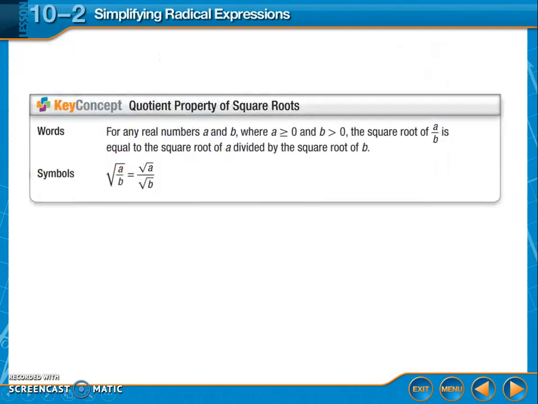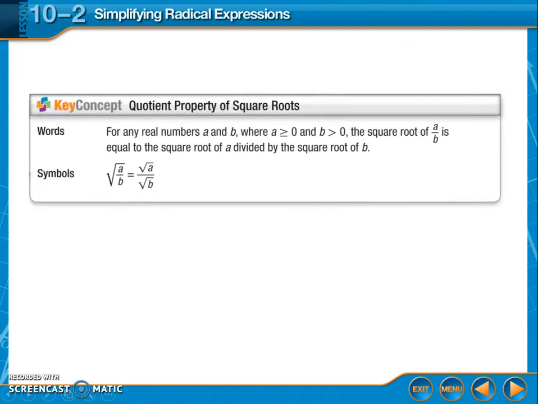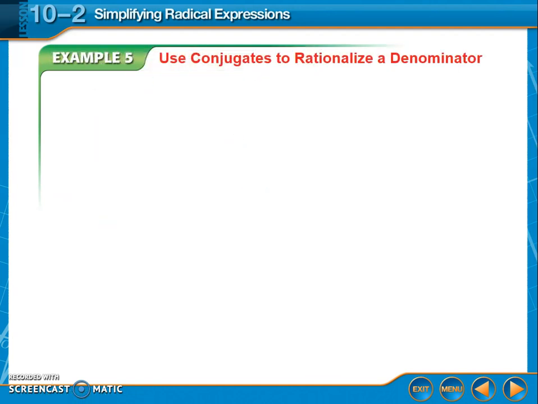Okay, the same applies with a quotient. So just like if you have multiplication inside of a square root and you can break it up, you can break up division too. So the square root of a over b is the same thing as square root of a divided by the square root of b. So I want to know which of these is equivalent.